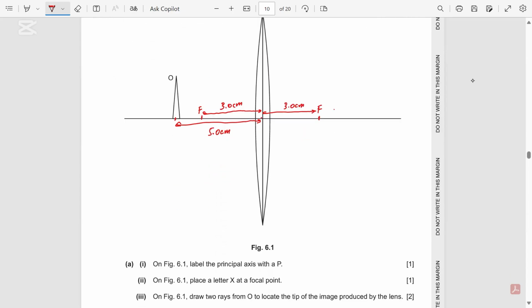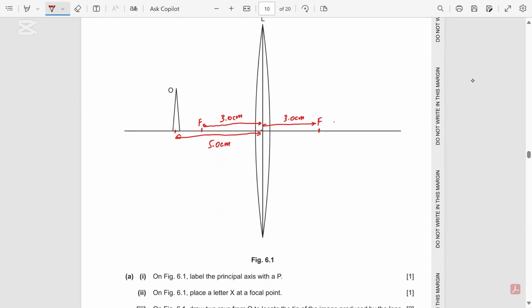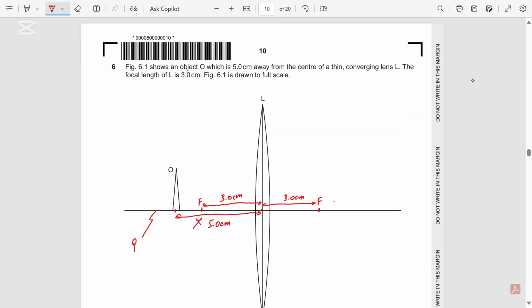So on figure 6.1, label the principal axis with a P. So this is the principal axis. I call this P. On figure 6.1, place a letter X at the focal point. So let's call this the letter X that we have here, this one. This is also letter X.